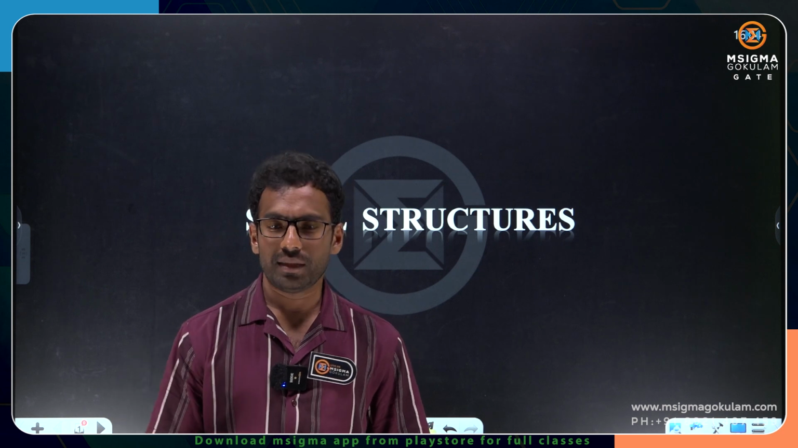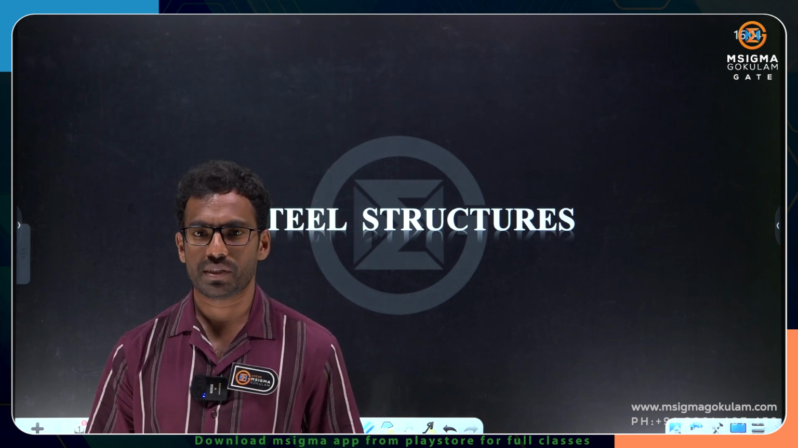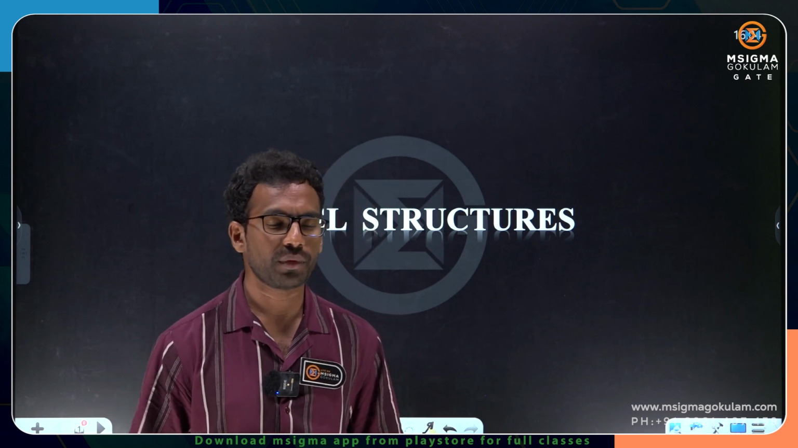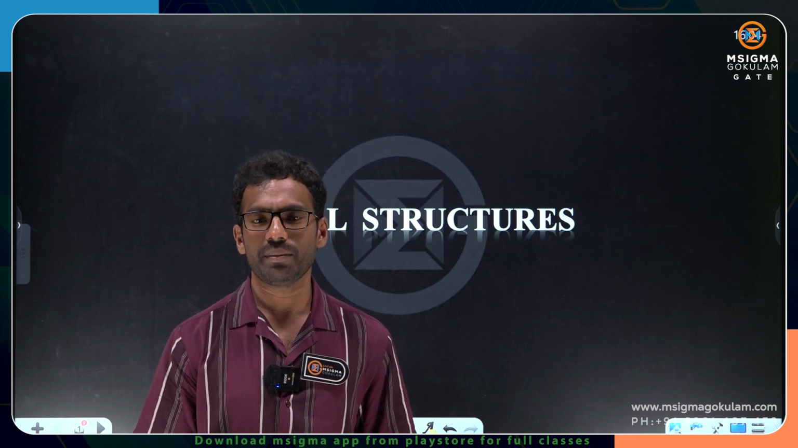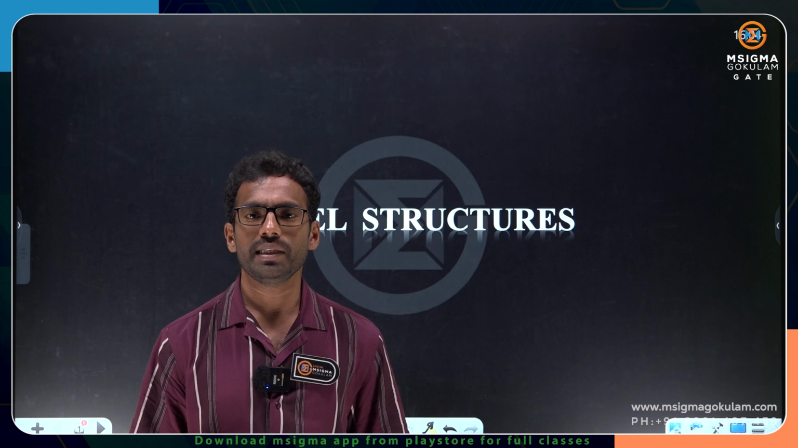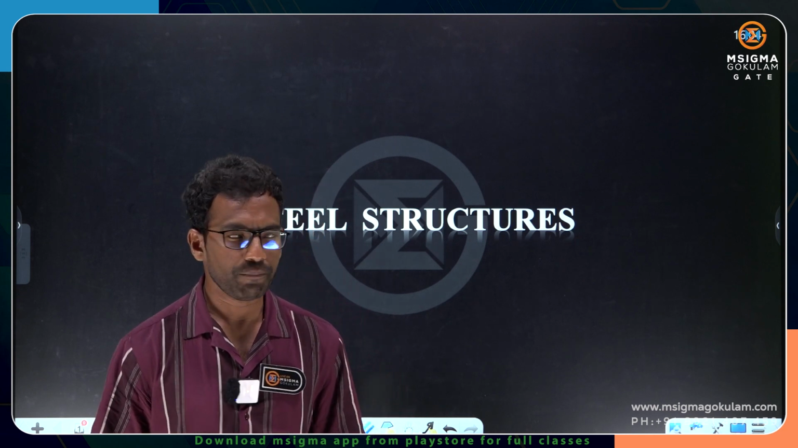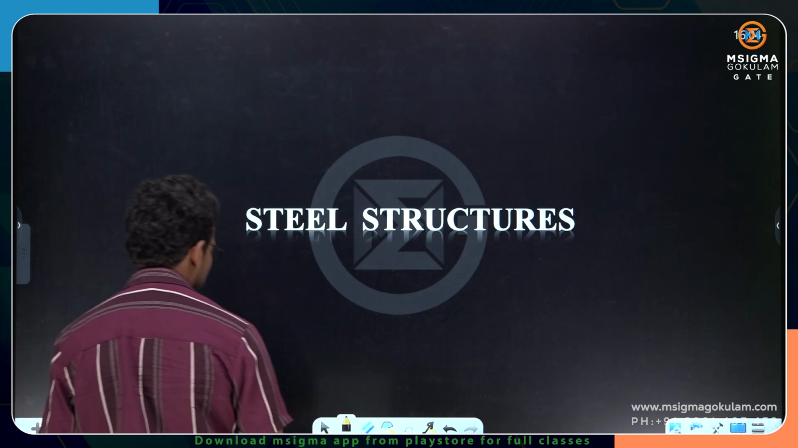Before going to that, let me tell you about the importance of this subject for the competitive world. For example, if you write any exam, it may be the GATE exam or the Engineering Service Examination, or it may be SSC or any state level PSUs, etc. Okay. So, first let us see the weightage for these steel structures.